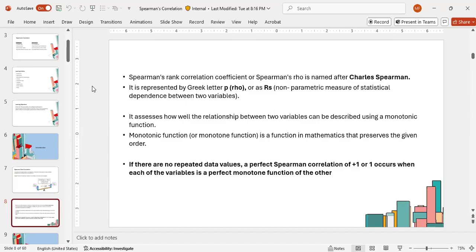Now, what is a monotonic function? A monotonic or monotone function is a function in mathematics that preserves the given order. If there are no repeated data values, a perfect Spearman correlation of +1 or -1 occurs when each of the variables is a perfect monotone function of the other.